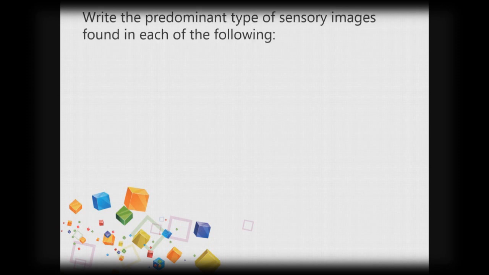After having a short learning activity about creating a poem with sensory images, now is the time to have our exercises. To get started, make sure you have your pen and paper handy. Directions: write the predominant type of sensory images found in each of the following.